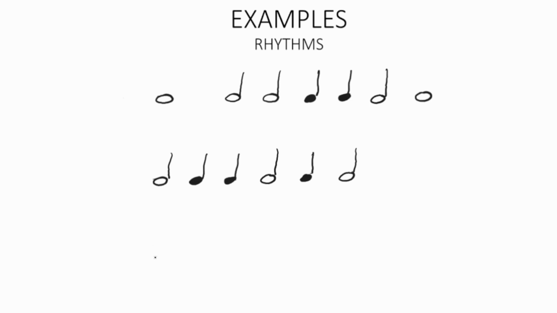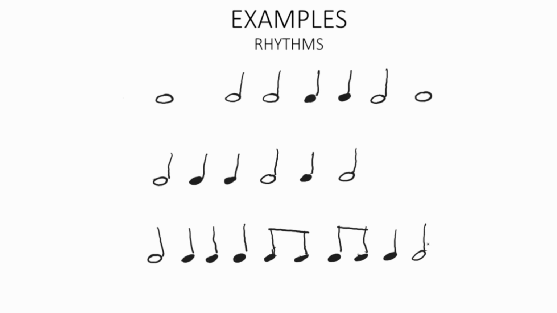Let's have something a little more complex. Maybe a half note, 2 quarter notes, another quarter note. Let's have this. Maybe we also have these ones. So all these are simple rhythms. We've got all different notes mixed up in that linear form.